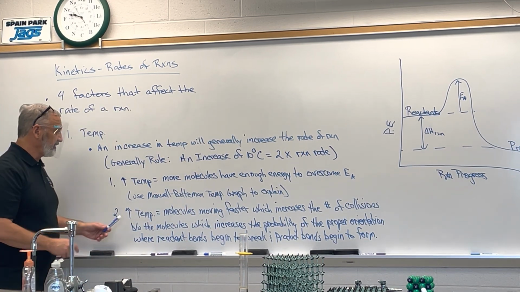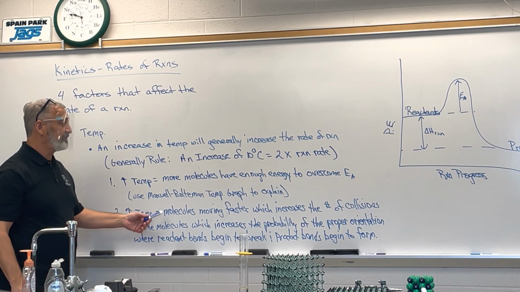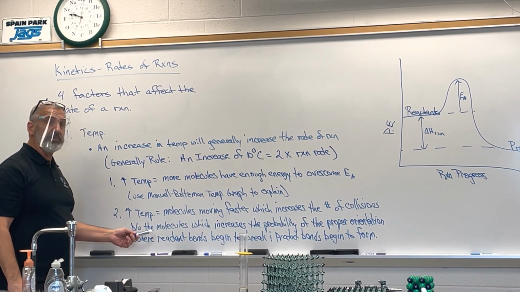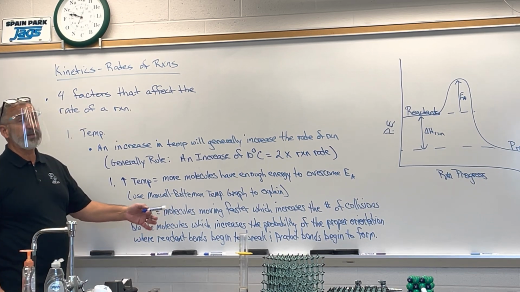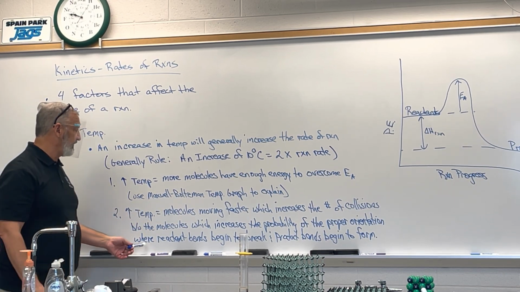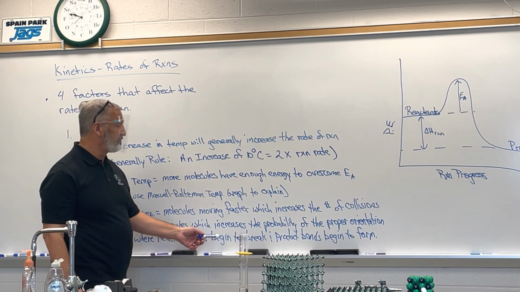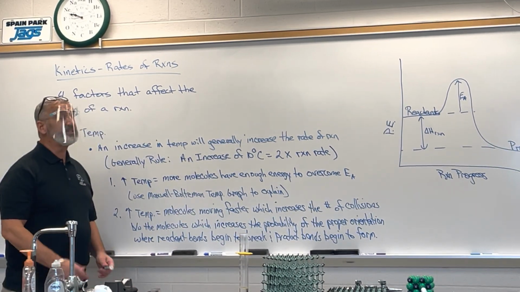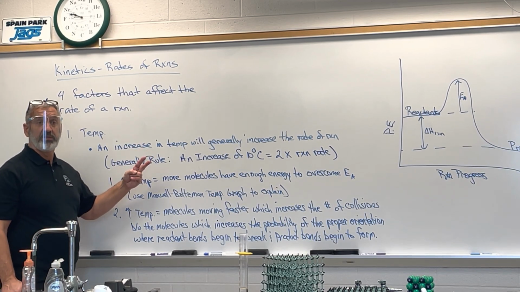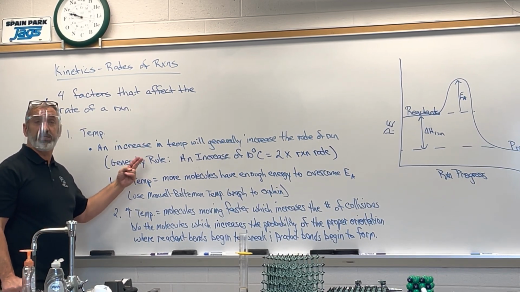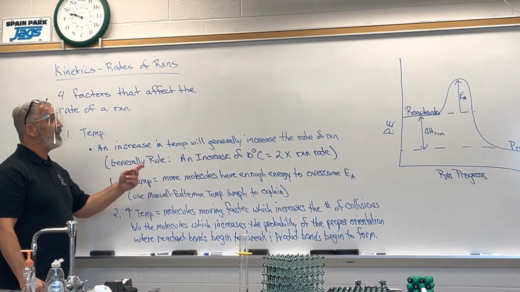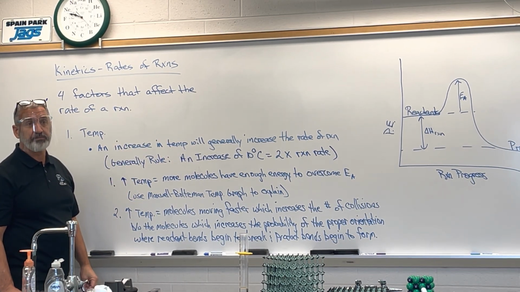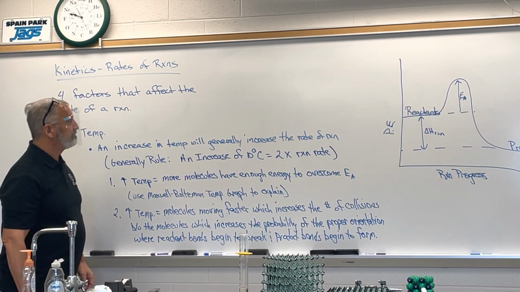So an increase of temperature means the molecules are moving faster, which increases the number of collisions between the molecules, which increases the probability of the proper orientation where reactant bonds begin to break and product bonds begin to form. Okay? So temperature affects both. That's why temperature is the most effective way to increase the rate of the reaction, because it helps EA and it helps having a better chance of having proper orientation. All right.